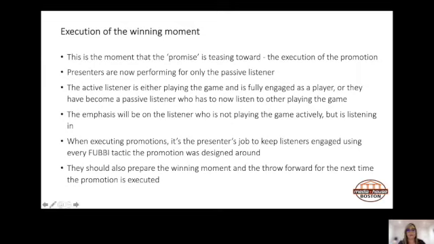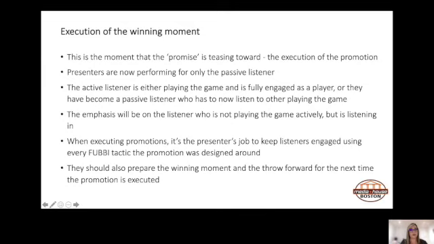Why? Because the active listener is either playing the game and is fully engaged as a player, or they've now become a passive listener who has to now listen to the others playing the game. So the emphasis will be on the listener who is not playing the game actively, but is listening in. This does sound obvious when I'm stating it like this, but there's a fundamental shift in the execution of a promotion if the presenter remembers that they are now performing for the listeners and not the people playing actively.